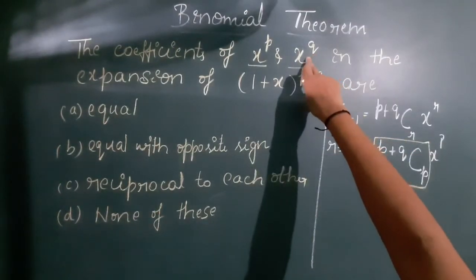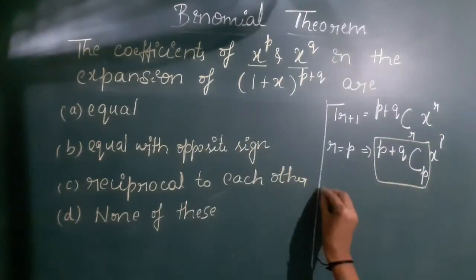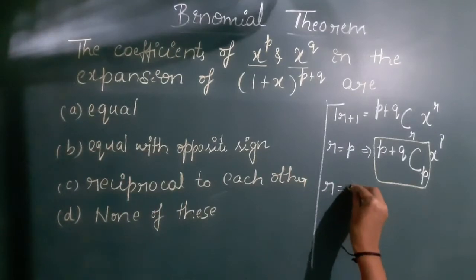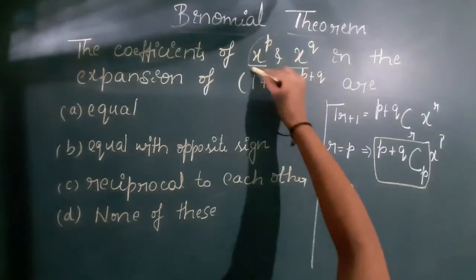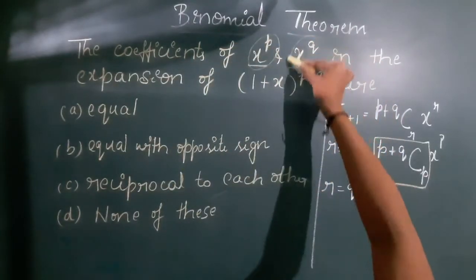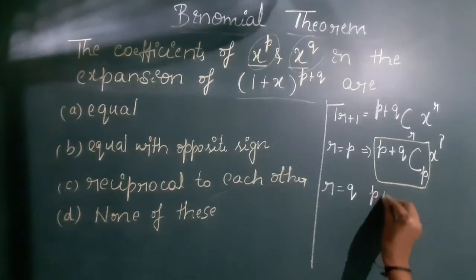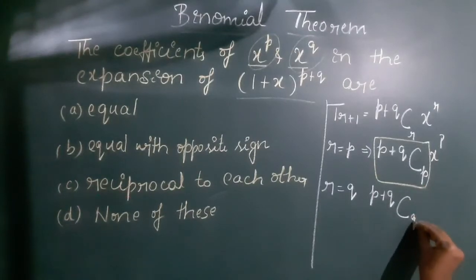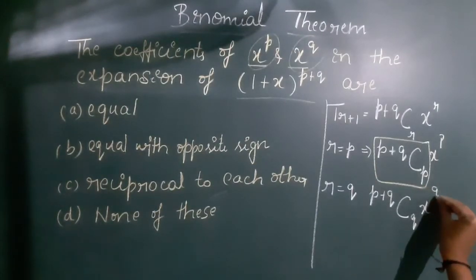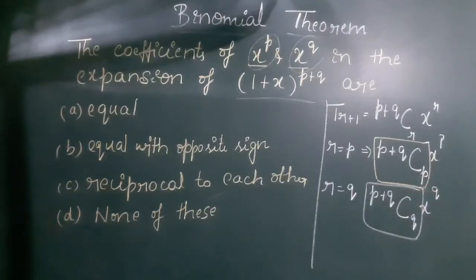Now I need to find the coefficient of x to the power q. To find the coefficient of x to the power q, what I can do? I can substitute r is equal to q. Is it clear? We are finding the coefficient of x to the power p and x to the power q in this expansion. So r is equal to q means (p plus q)Cq, x to the power q. So the coefficient is (p plus q)Cq. Are both equal, or equal with opposite sign?